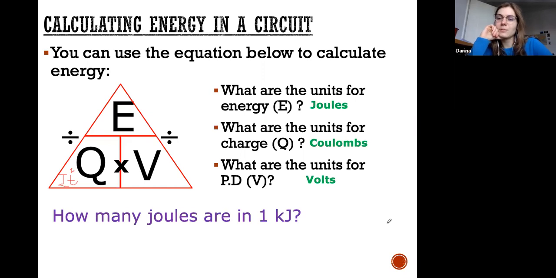No, this lesson is not supposed to be about electromagnetism. This lesson is supposed to be about energy transfers and electric circuits.